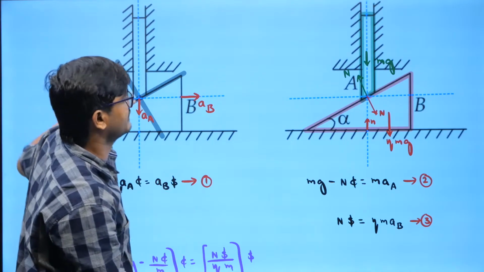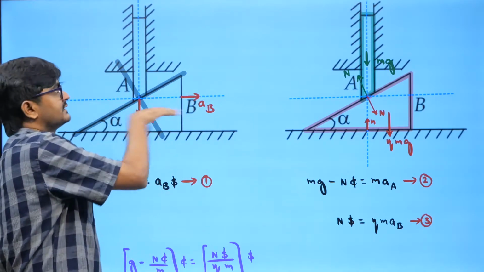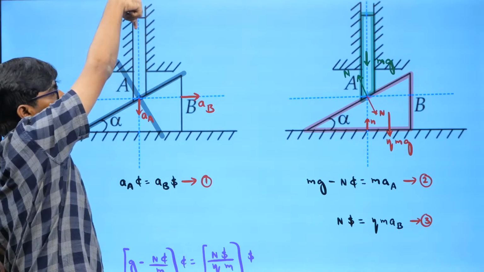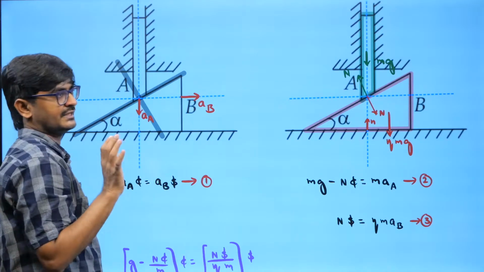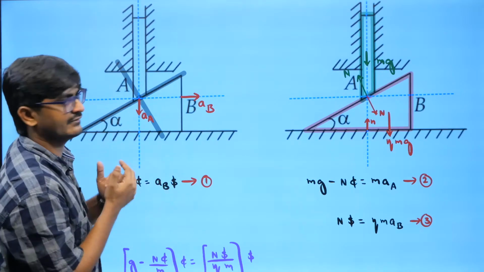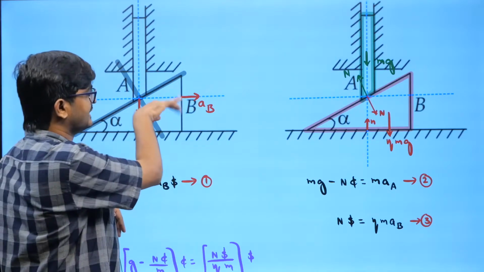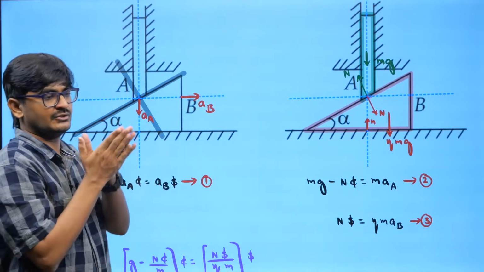Its component will try to push wedge B in this direction. So wedge B is going to go in this direction. This rod A is going to fall in this direction. That I can predict. But apart from that, what is the constraint? The constraint is they will be in touch every time, right? The acceleration along the normal of this can't be more than the acceleration along the normal of that. They must be equal, because they are rigid bodies.